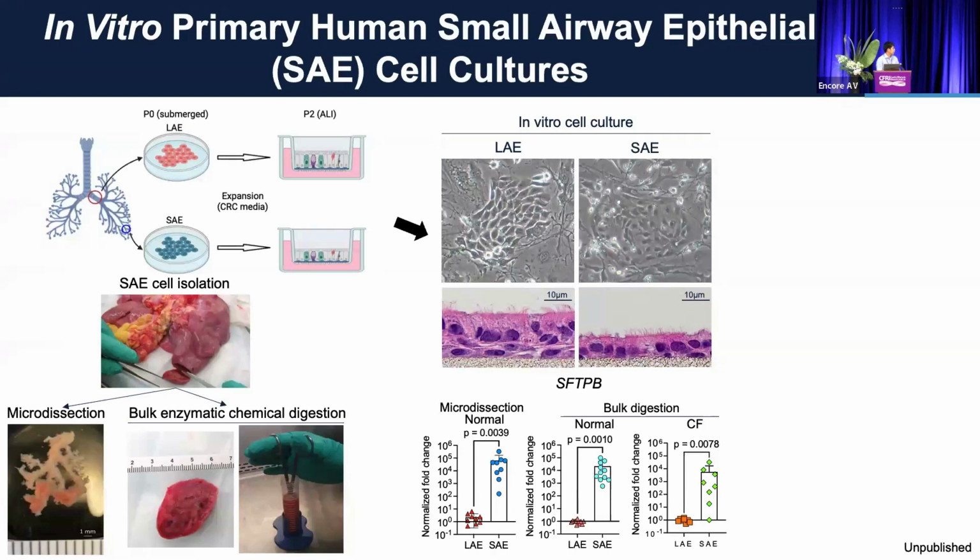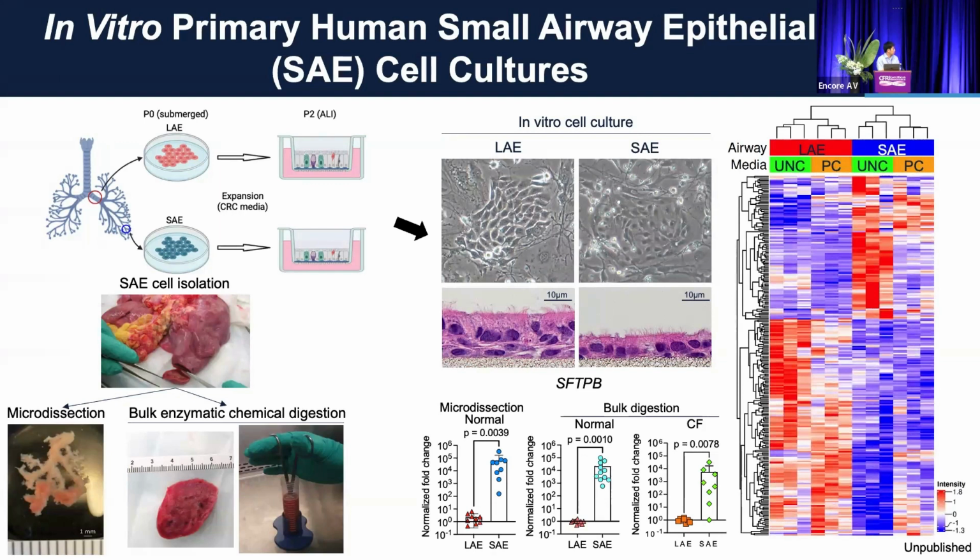The good thing about this bulk digestion method is that we can isolate small airway stem cell populations from any diseased lung. It's really hard to microdissect CF small airways because of the inflammation and attachment to the surrounding parenchyma. But with this method, we can cut a very peripheral piece of lung and exclude any large airways, which are more than 2 millimeters in diameter. This data shows nice similarity between microdissected small airway and bulk digested small airway culture, and we were able to culture CF small airways as well.